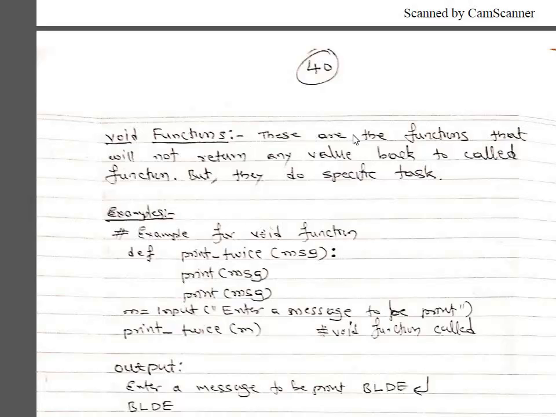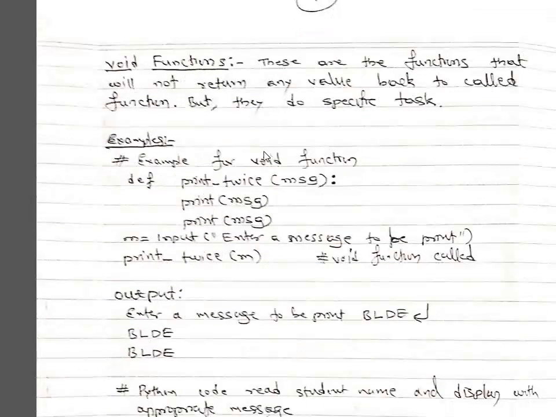Void functions. These are the functions that will not return any value back to the called function, but they do the work for us. See another example given in my notes. Print underscore twice message. This function takes one input, meaning we are passing one message. Whatever it receives, that prints twice.